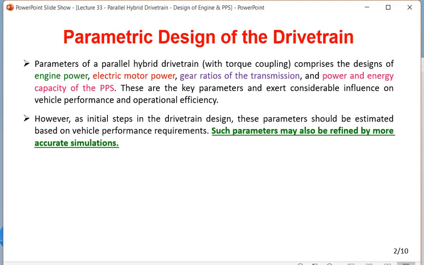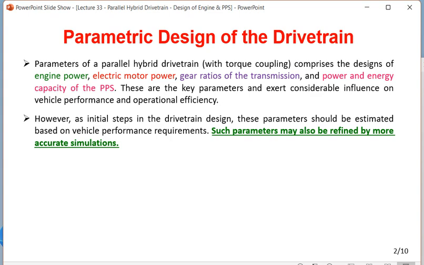However, as initial steps in the drivetrain design, drivetrain is nothing but the addition of two powertrains. In a hybrid electric vehicle, there is an engine based powertrain and there is a PPS based powertrain. Combining these two, we call it a drivetrain. So for the initial step in drivetrain design, these parameters should be estimated based on the vehicle performance requirements. Whatever the performance, on which road the vehicle will run, on which slope, whether it is city driving, highway driving, village driving, or jungle or hill driving, depending on that the vehicle drivetrain has to be designed.